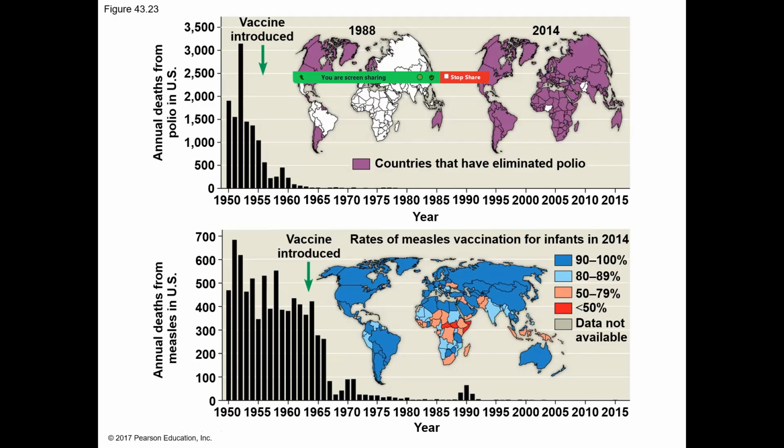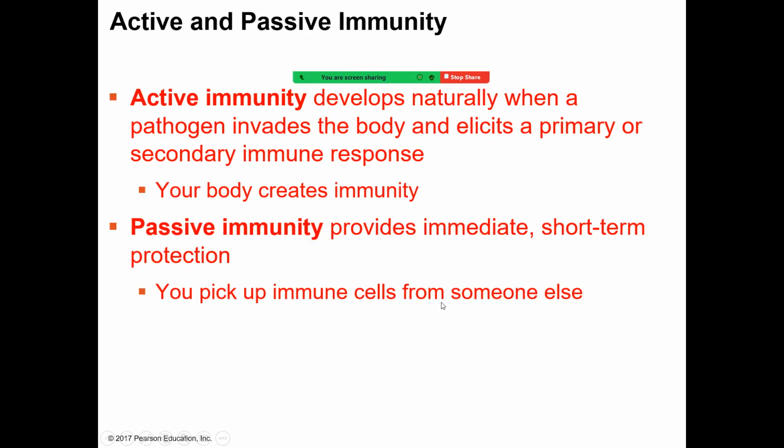Smallpox is another example of a virus that was actually eliminated completely. So that's been eradicated worldwide due to vaccinations. Down here showing you rates of measles vaccinations. So this is again in 2014. You can see countries in blue have vaccination rates between 90 and 100%. So that's a positive thing as well.